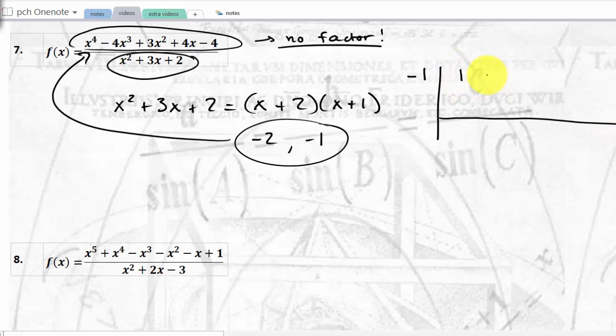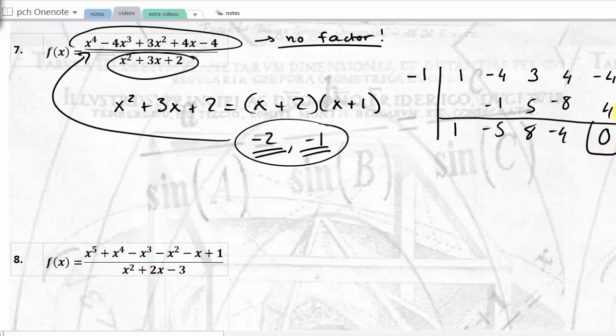So 1, -4, 3, 4, -4. Okay, I'm checking that the zeros of the denominator are not zeros of the numerator. And if they are, you don't have a vertical asymptote. Let's go. 1, -1, -5, 5, 8, -8, -4, 4. Okay, well, at -1, you do not have a vertical asymptote. Gotta check -2 now. Okay, if it's a 0, again, you won't have any vertical asymptote to this function.